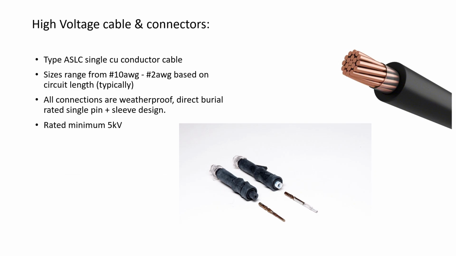The high voltage cable is specific for a system that operates at about 5 kV. It is called ASLC, and that's Airfield Series Lighting Circuit Single Copper Conductor Cable. It can be found in the CEC. Sizes range from number 10 to number 2 AWG based on the circuit length. All connections are weatherproof, direct burial rated, single pin and sleeve design.